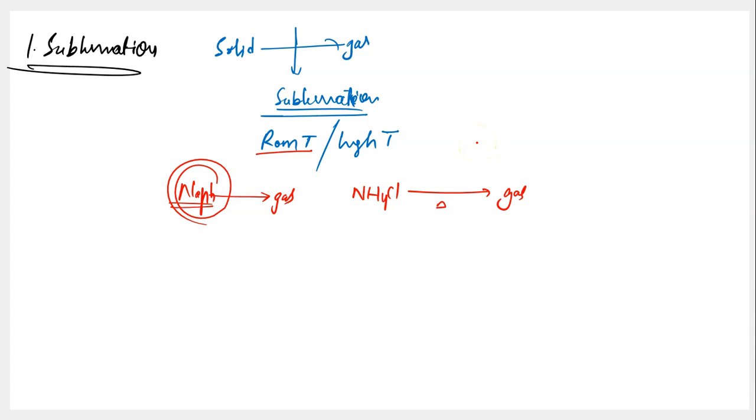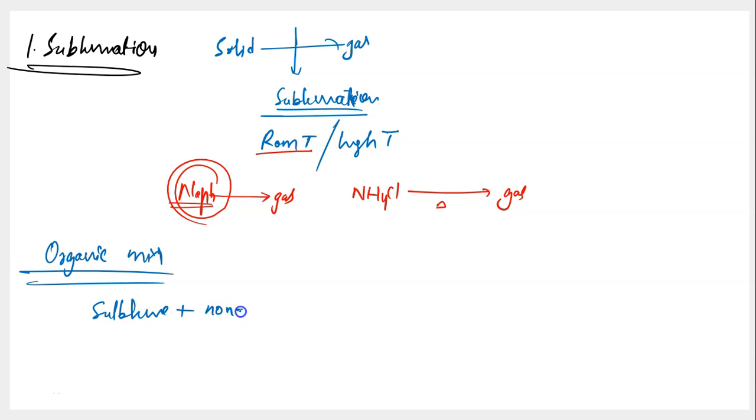Now how can we use sublimation as a purification technique for organic mixtures? Imagine the organic mixture that you're talking about consists of a sublime and a non-sublime. For example, I'm having naphthalene mixed with another organic molecule called A. And this organic molecule A is perfectly non-sublime. It doesn't turn into gas directly from solid. Now I'm planning to separate this mixture.